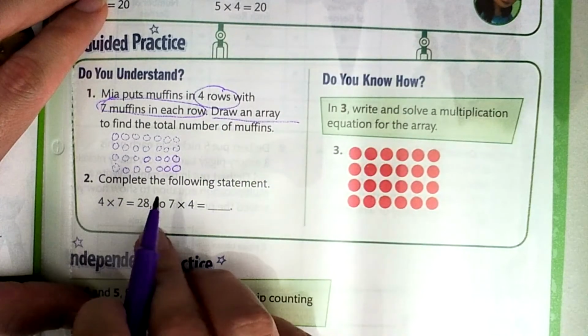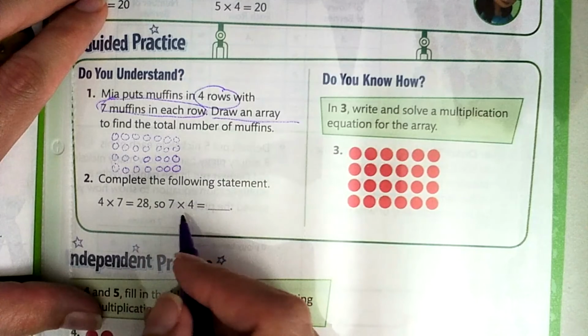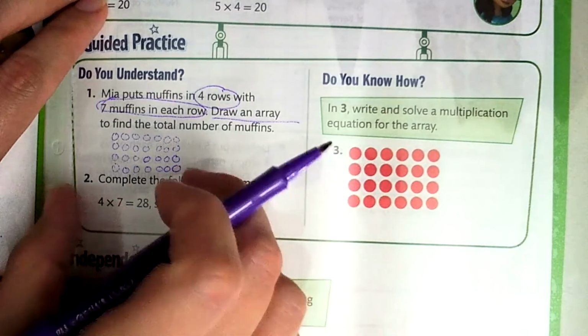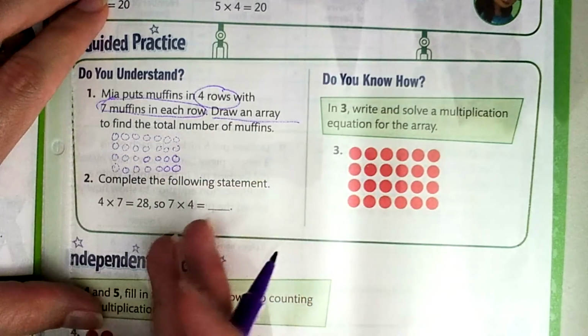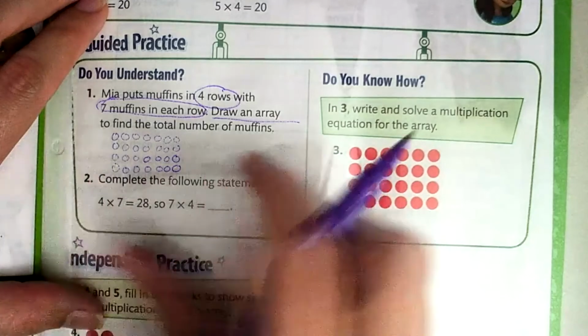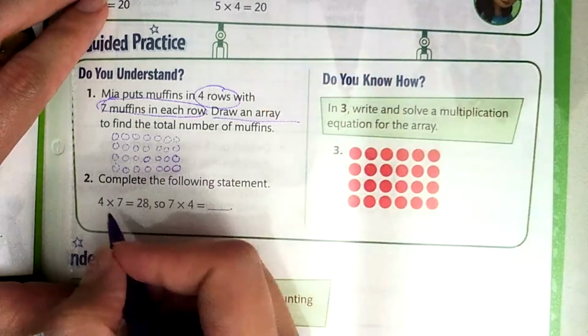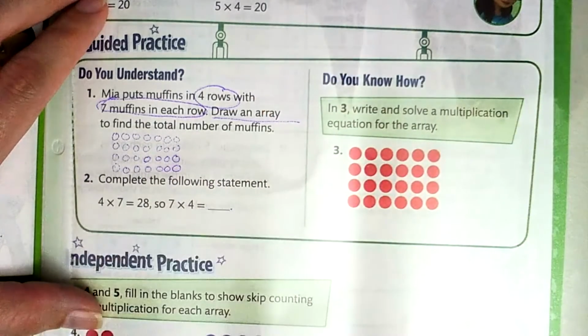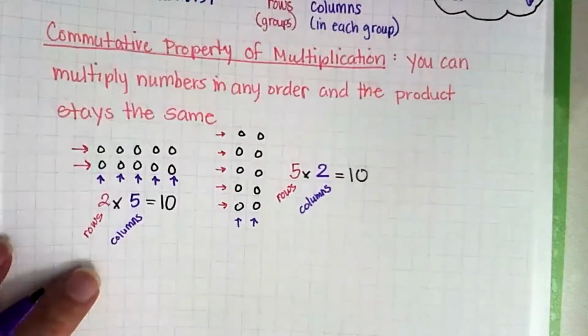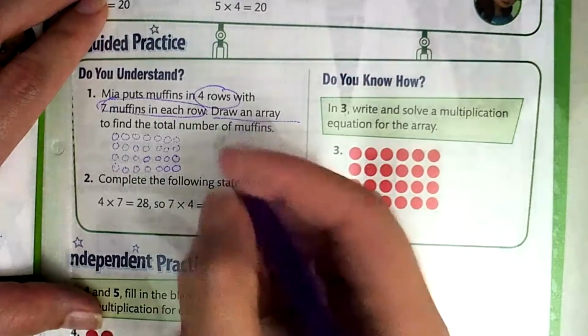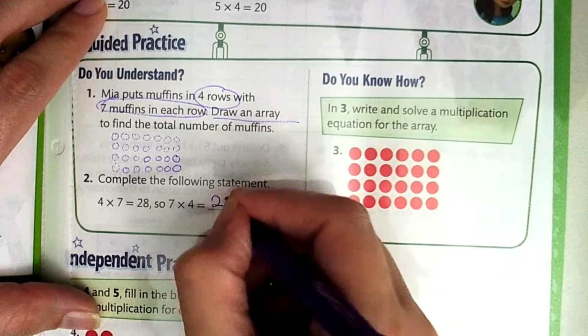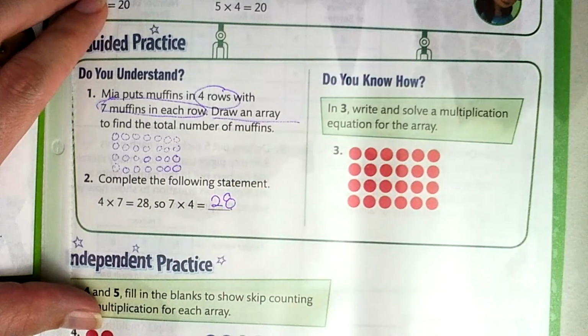4 times 7 is 28. So 7 times 4, now think about that. All you're doing is switching these numbers. So it's taking your array and it's flipping it on its side. If 4 times 7 is 28, according to our commutative property of multiplication, that means 7 times 4 should also equal 28.